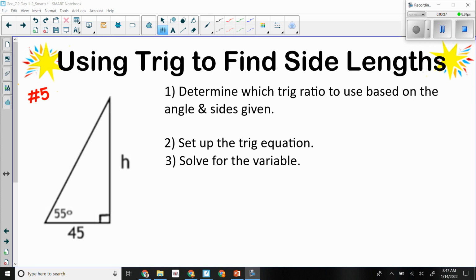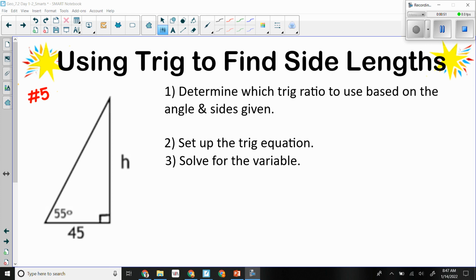All right. So there's some steps on your screen as to how to do this. How do we use trig to find the side lengths that are missing? Okay. You remember in our previous lesson, we found trig ratios, and we're going to use those again to help us with these missing side lengths. So the first step is we have to determine which trig ratio to use based on what we're given. All right. Then we're going to set up the trig equation. And then lastly, we're going to solve.